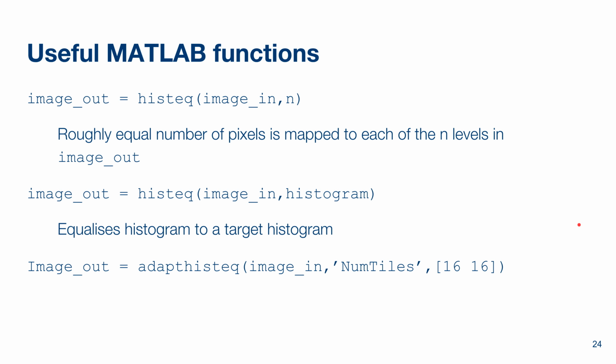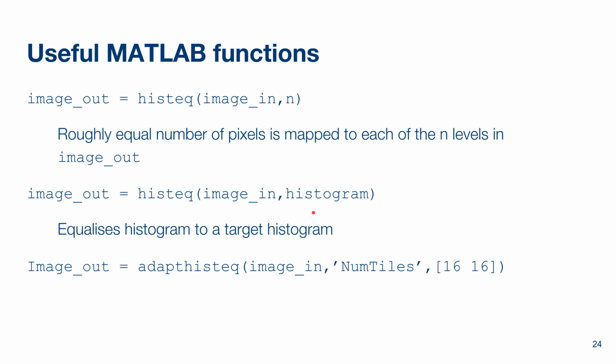So here are some useful MATLAB functions. MATLAB does have a histogram equalization function, histeq. It will do the histogram equalization to each of the n levels, so we get an output image that's been histogram equalized with this function. Or we can define a histogram that we want, and it will create a target histogram and transform the image to try and get as close to that target histogram as possible. We're not going to do that.